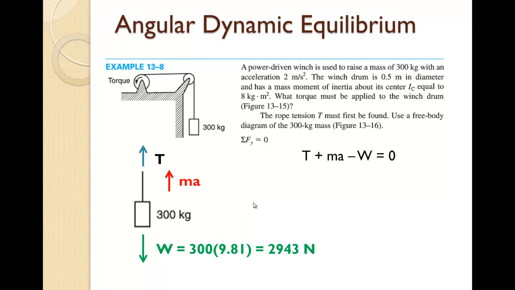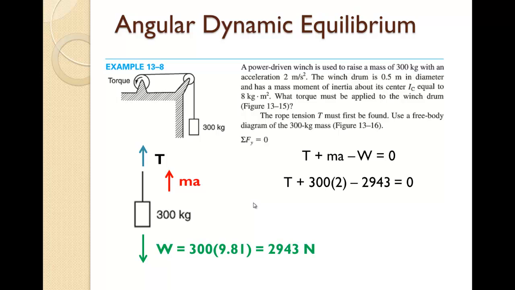So our equation will be tension of the cable plus the mass times acceleration minus the weight equals 0. Whereas the book says the tension in the cable would be minus the weight minus the mass times acceleration, because they had that mass acceleration going down instead of going up. And this object's going to be accelerating upward.